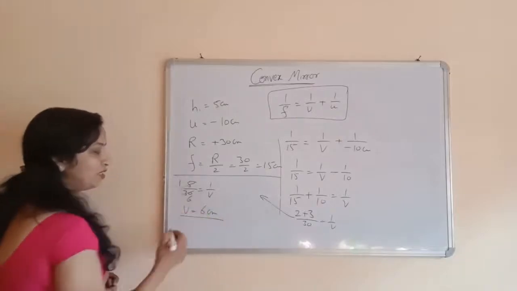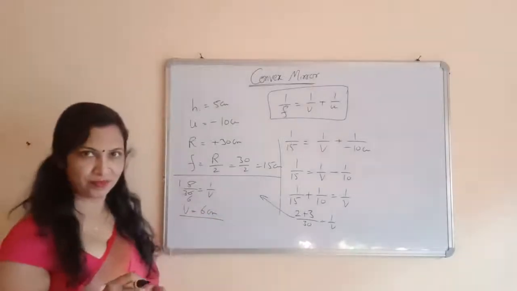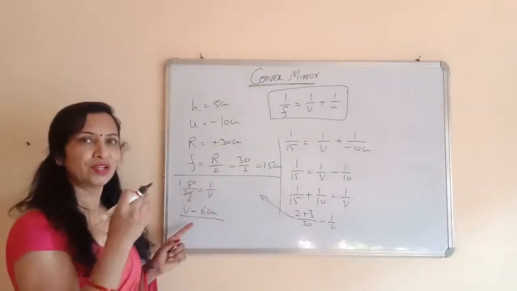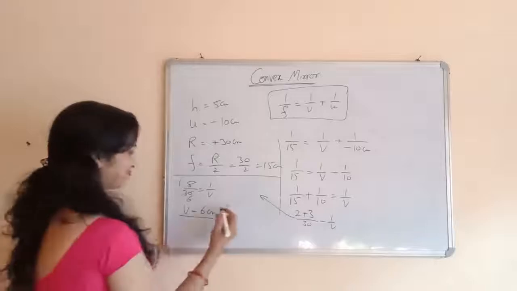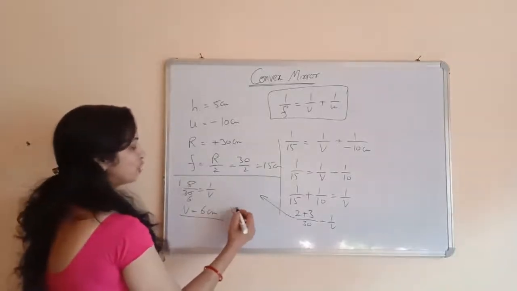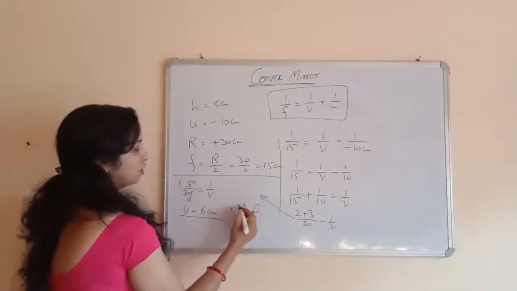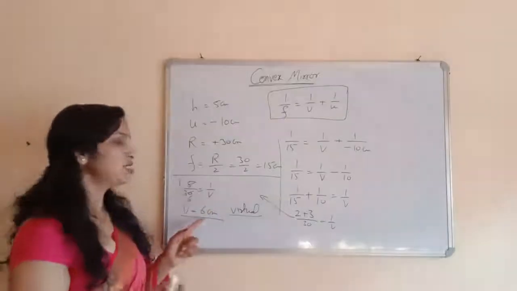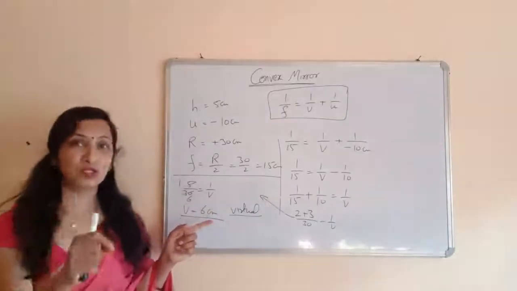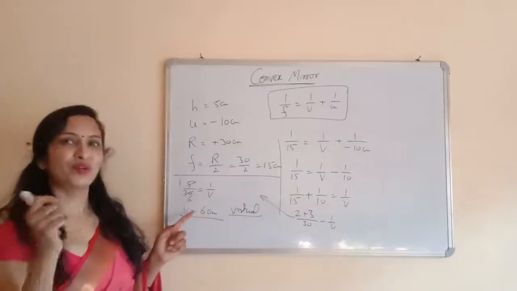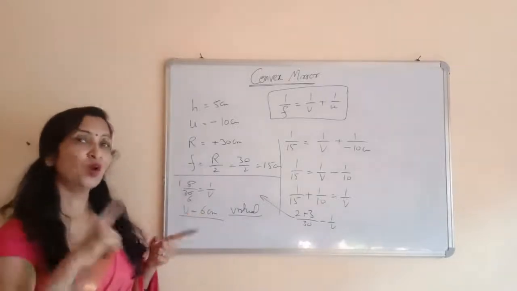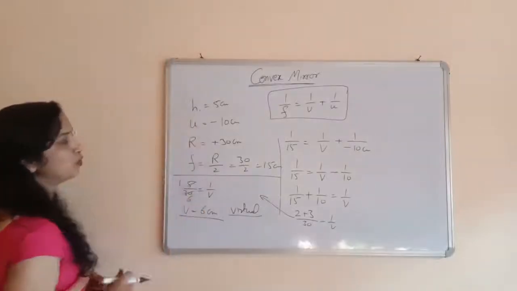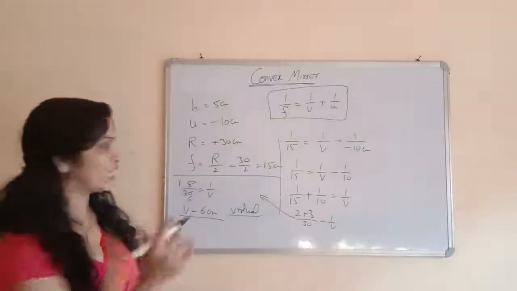Now we know that the 6 centimeter is positive. So positive sign shows that the image is virtual. So we will say virtual image. All the signs have meaning. Suppose v is positive, it means virtual image, or suppose v is negative, it means a real image, which is formed in concave mirror. So now we have to find the H2, and for H2 we have the formula of magnification.